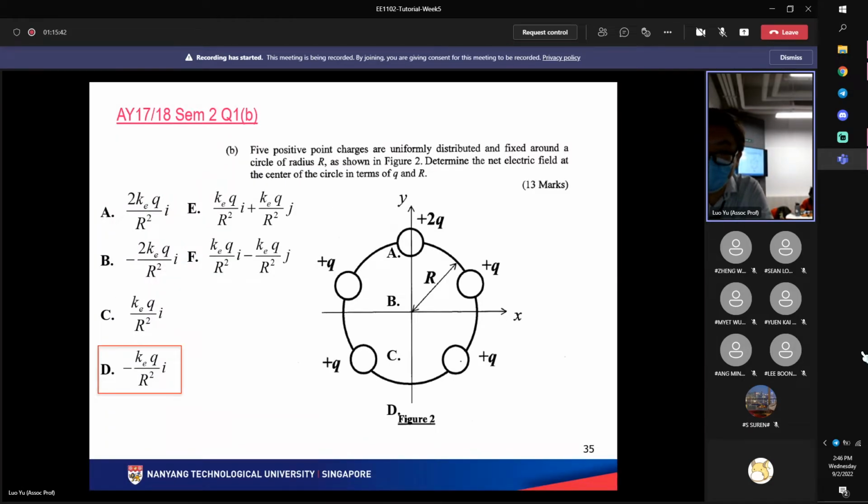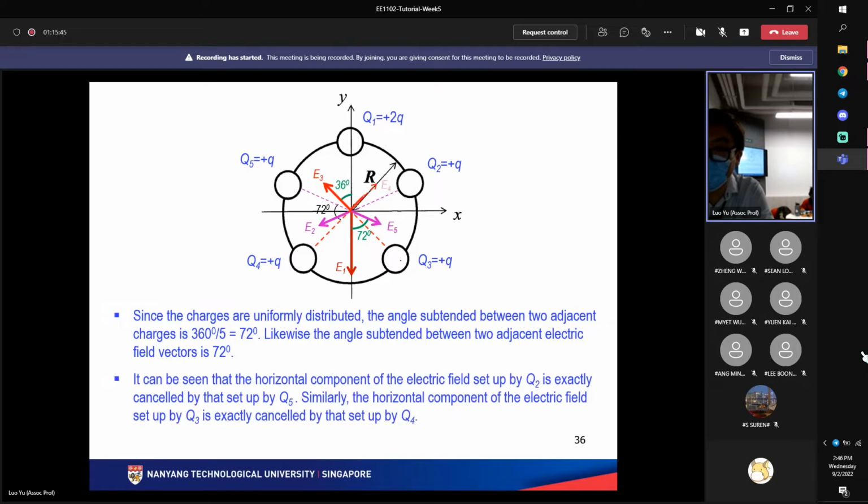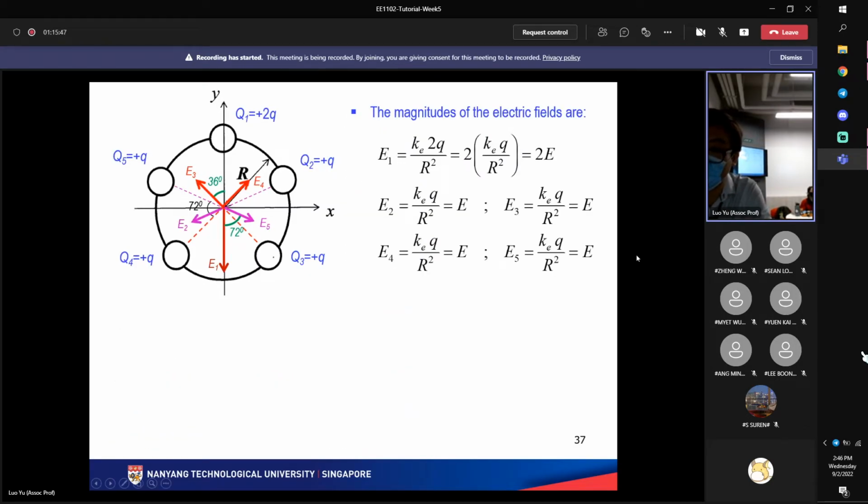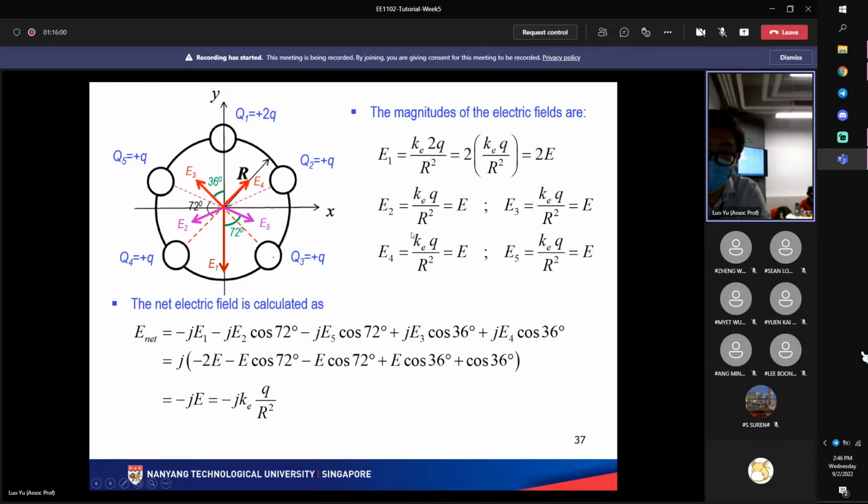So when you do the calculation, you can do it this way. You assume EY, for example, equals 2kQ divided by R squared, and E2, E3, and E5 are all the same. EY is in the minus J direction, while E2 and E5 are also in the minus J direction, but their projection is cosine 72 degrees.